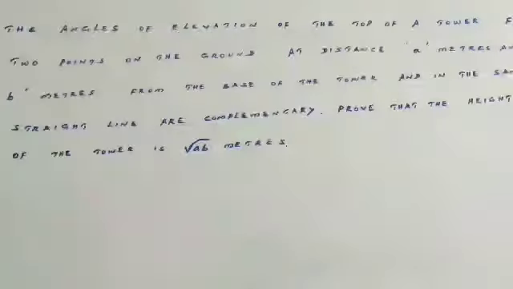Now listen to the second question. The angles of elevation of the top of a tower from 2 points on the ground at distances A meters and B meters from the base of the tower and in the same straight line are complementary. Prove that the height of the tower is root AB meters.